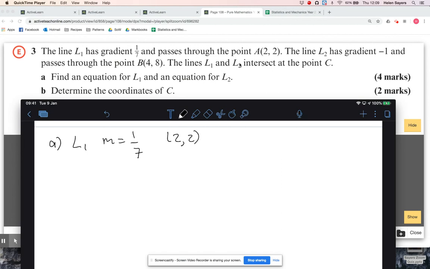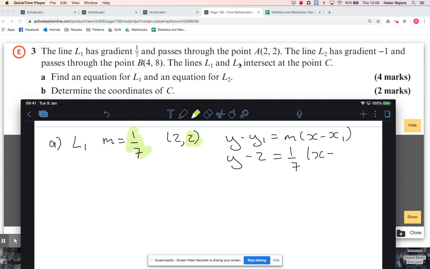So to be honest, I think that's all I need, because I'm going to use y minus y1 is m times x minus x1. So y minus my y coordinate is m times x minus my x coordinate. Okay, I can't leave it like that. It doesn't say what form to give it in, but I need to collect my like terms.